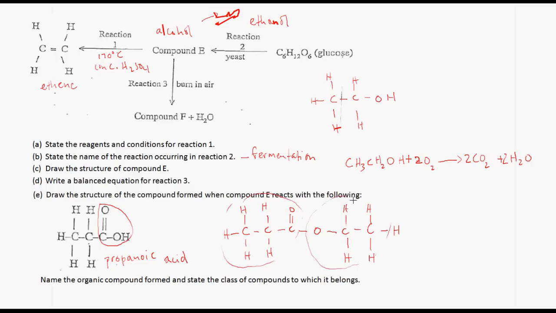And it said name the organic compound formed and state the class of compounds to which it belongs. So we already said that it belongs to the ester class of compounds. And when you are naming these compounds, we start off with the alcohol part first. So it'll be ethyl, and the acid was propanoic acid, so it is ethyl propanoate.